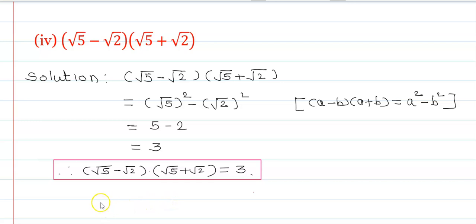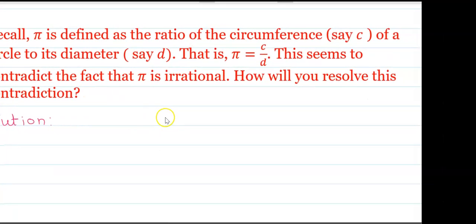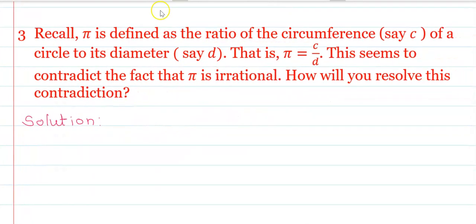Now the next problem. Next question. Recall, pi is defined as the ratio of circumference, say C, of a circle to its diameter, D. That is, pi is equal to circumference upon diameter. This seems to contradict the fact that pi is an irrational number. How will you resolve this contradiction?